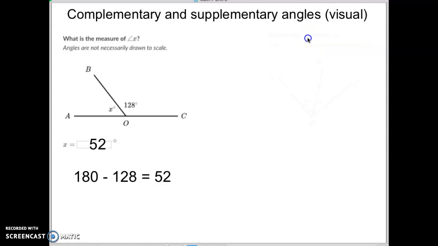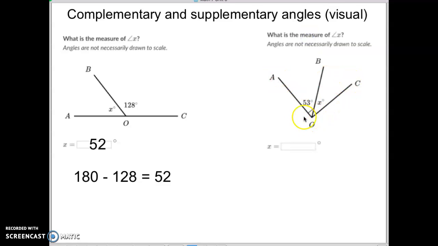Well, what if it's a complementary angle? What if they give us a 90-degree thing here, and they say this one is 53, and we've got to solve for this one? Yeah, same thing, only we use 90 degrees now. 90 minus the 53 is 37 degrees, and that's all it is.